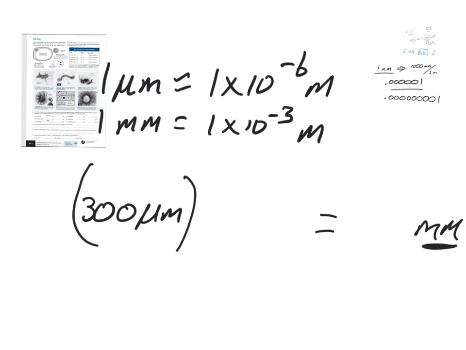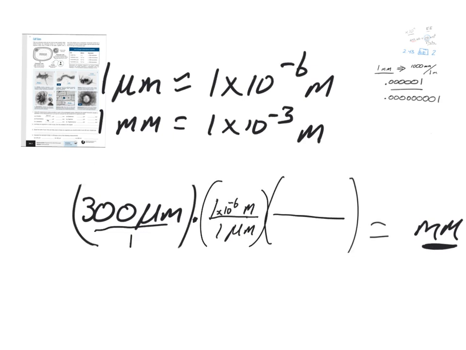So 300, as you know, every number is itself over 1. So we can go ahead and say 300 micrometers over 1. If we want to get rid of micrometers, we're going to multiply times something where micrometers is at the bottom. So 1 micrometer, as we said, is 1 times 10 to the negative 6. So if we place it so that micrometers is at the bottom, we can cancel micrometers and we're left with meters. But meters still doesn't get us where we want.